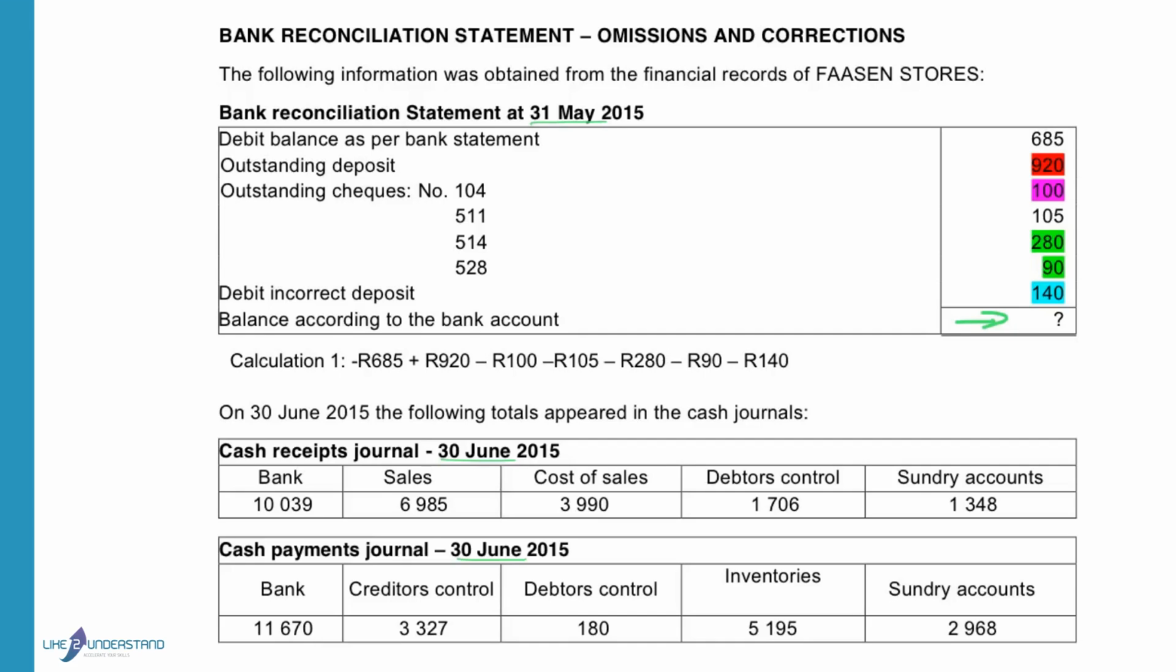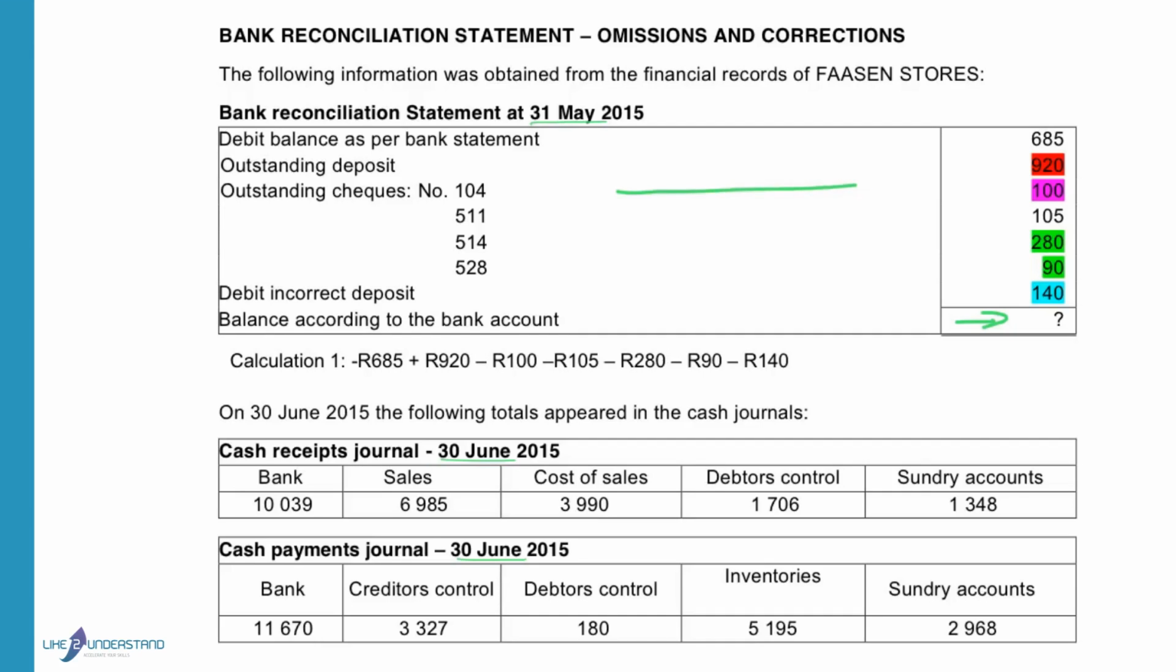Now, if we look at the cash receipts and cash payments journals, this is at the end of the month. So the last time that we recorded anything in our bank account was on the 31st of May. So we must determine this opening balance.